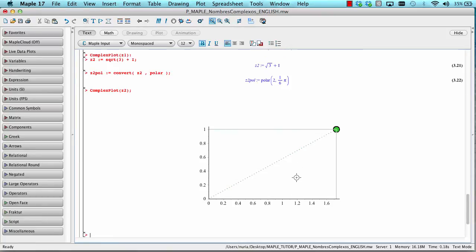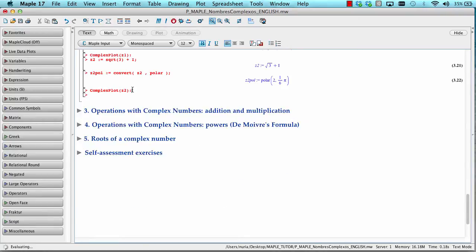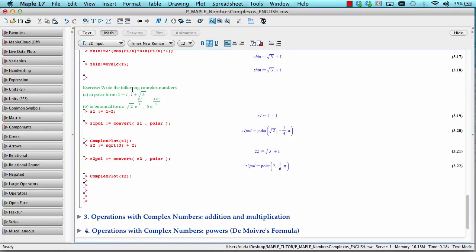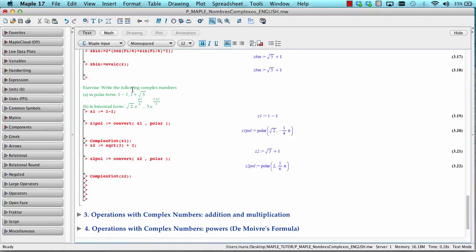Okay, magnitude 2, argument pi divided by 6. We again place the colon so that we don't see it again. And now the opposite exercise. So from exponential to binomial, so Z3 is going to be square root of 2 times the exponential.